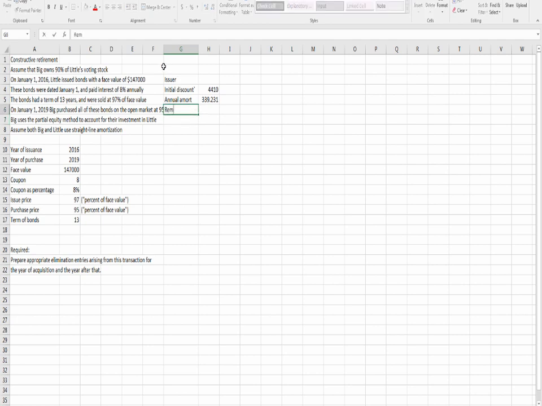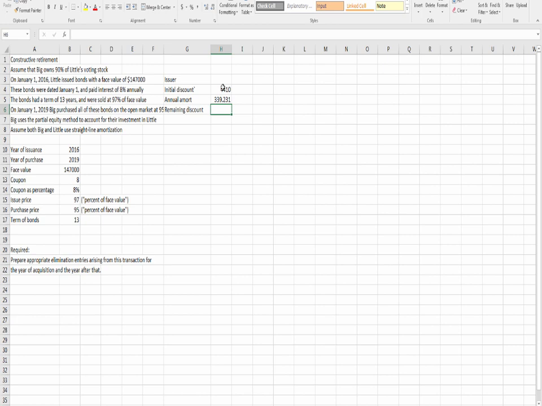The remaining discount at acquisition, we can do this one of two ways. We can either say the remaining discount is going to be the initial discount minus 3 years of amortization, or we could say there are 10 years left to go at $339.23 per year. Either one should get us to the same place. Let's go ahead and do it in what might seem to be a more reasonable fashion.